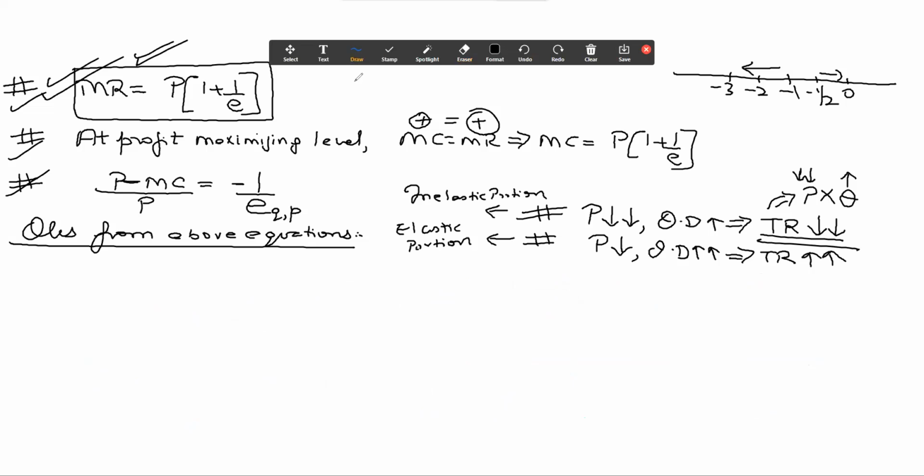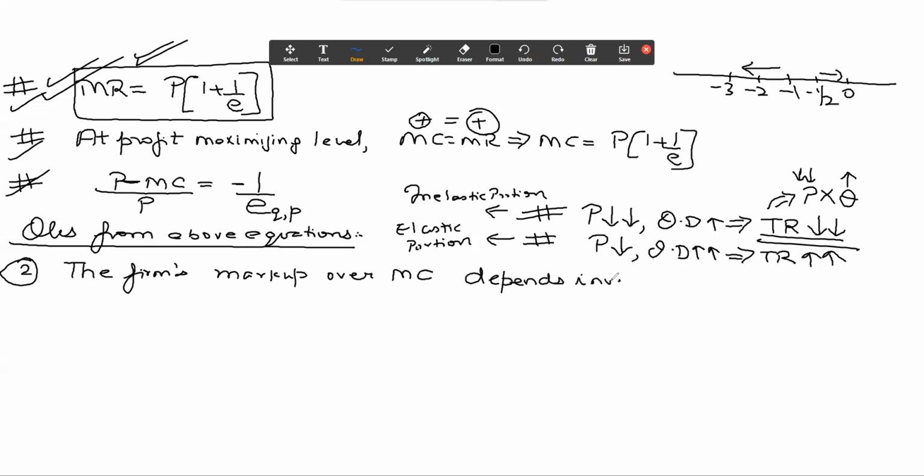The second particular observation is that the firm's markup over the marginal cost depends inversely on the elasticity of market demand. The firm's markup over the marginal cost varies inversely with the elasticity of demand.